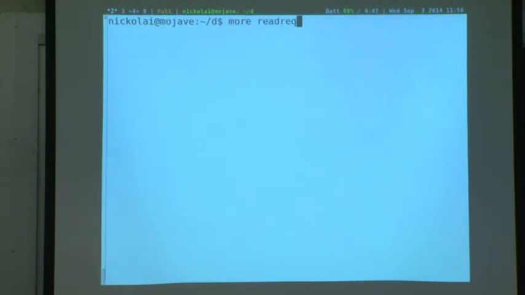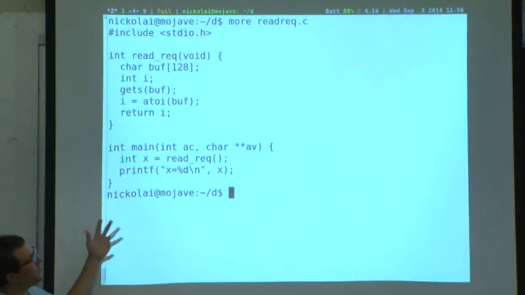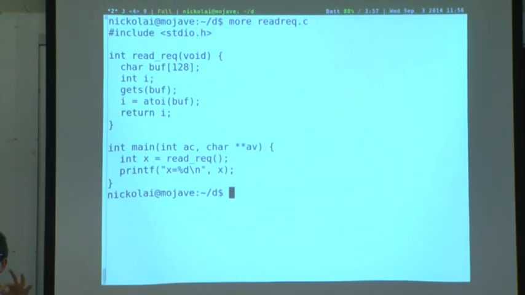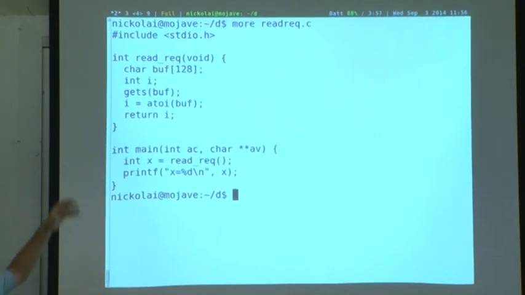So here's the sort of program I want to use as an example here. This program is just going to read a request. You can imagine it's going to read a request from the network, but for the purposes of this example, it's just going to read a request from whatever I'm typing in on the keyboard, and store it in a buffer here.